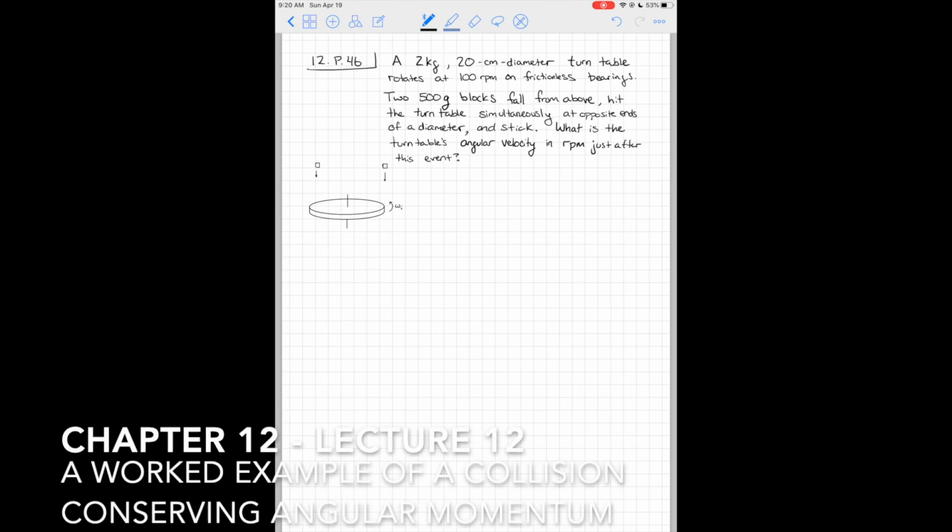Hello, folks. So we're talking about number 46 from the back of the chapter. This one is all about angular momentum.